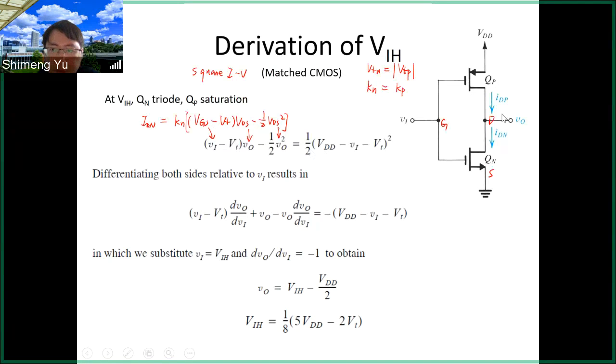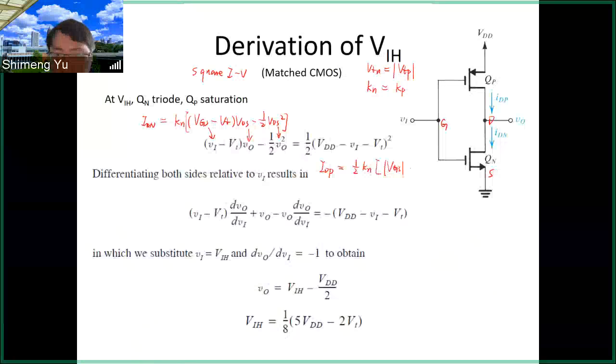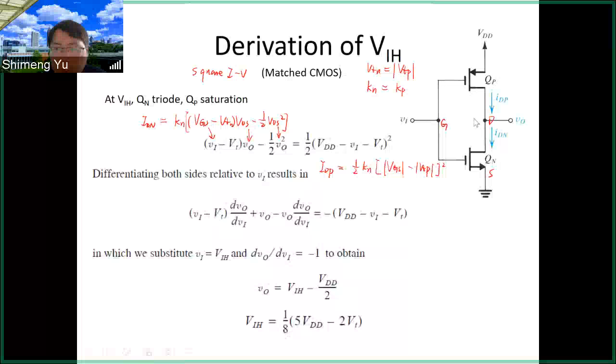On the right hand side is the PMOS current. The PMOS is in the saturation in this case, and the IDP will be half Kp times (VGS minus VTP) squared. Then what is the VGS for the PMOS? G is here, S is here. So VGS is the difference between the VDD and the input. That's why we have this VDD minus VI as the VGS.